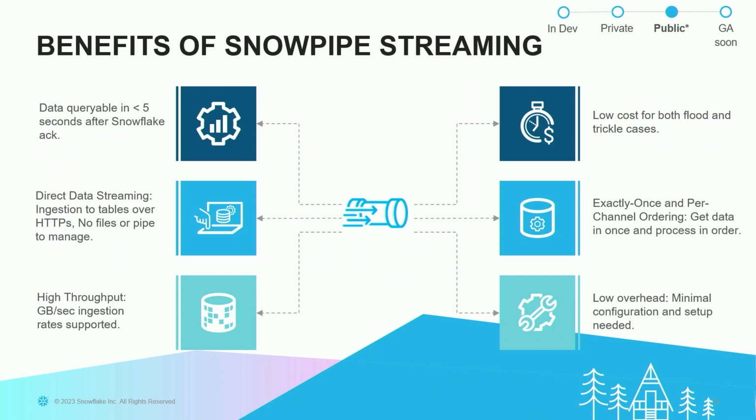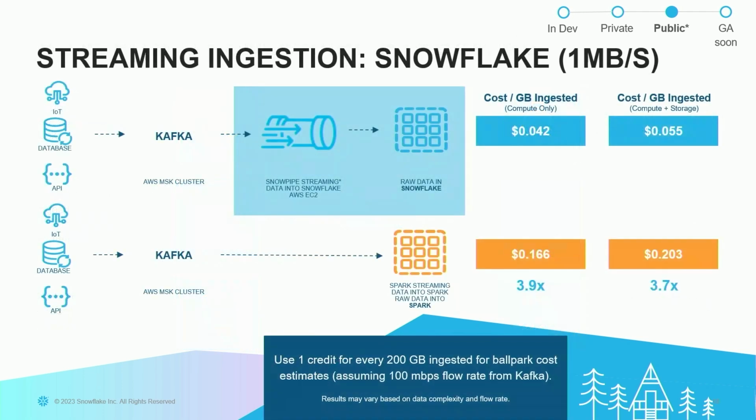And we've done this testing with gigabytes of throughput per second. We have customers that are sending trickle cases where it's 1 megabyte per second or less, and we have customers that are sending gigabytes per second through multiple channels, all from a single SDK. So it's really efficient for them to get that low cost.